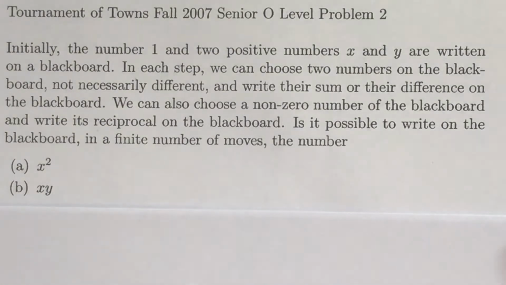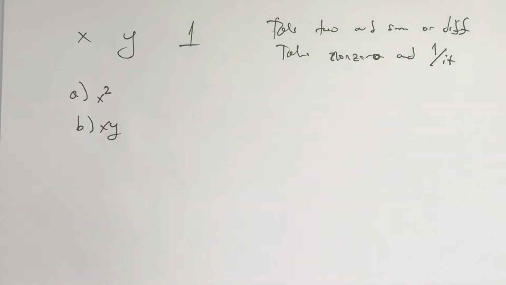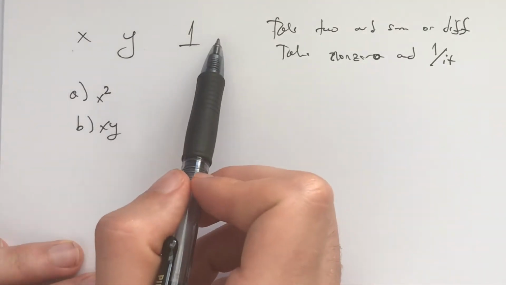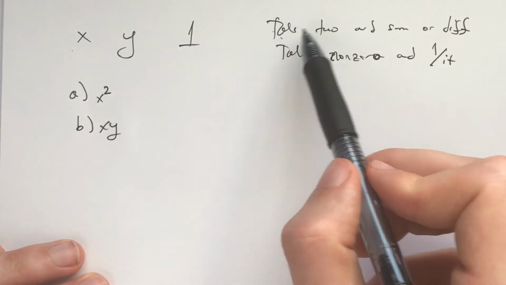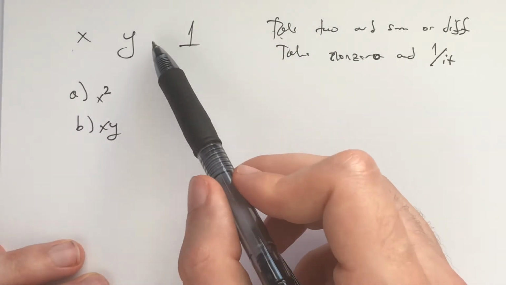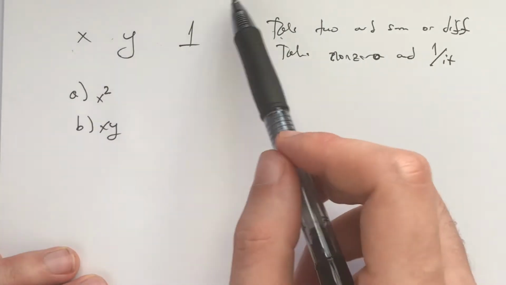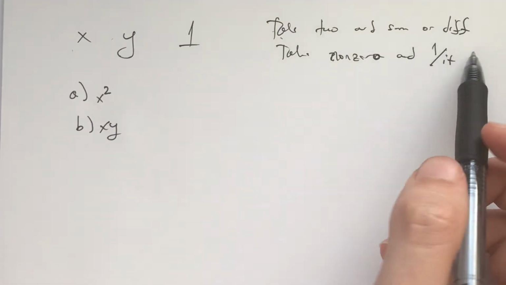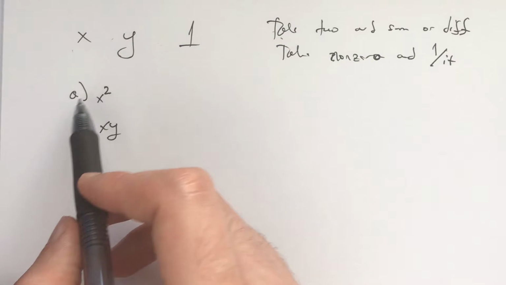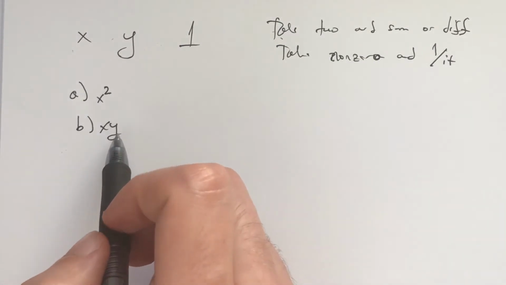So now, let's begin. The problem says we have the numbers x, y, and 1 written on the blackboard, and at every step we can take two numbers from the blackboard and write their sum or difference on the blackboard, or we can take a non-zero number and write 1 over that number. The question asks, can we get to x squared, and can we get to x times y?